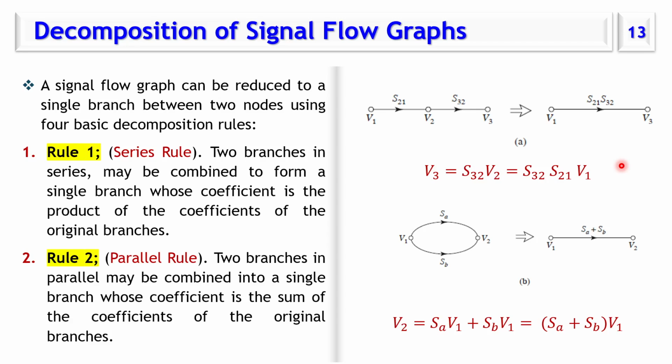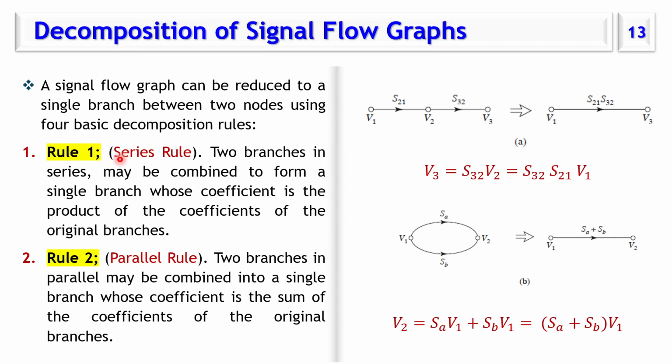So now we come to the decomposition. After drawing the signal flow graph, we come to the solution, or we need to reduce the signal flow graph to a simple link like this one. So this is a simple link. For example, here we can say the ratio between V3 over V1, which is the transmission coefficient from port 1 to port 3, equals this quantity. So this is a simple signal flow graph.